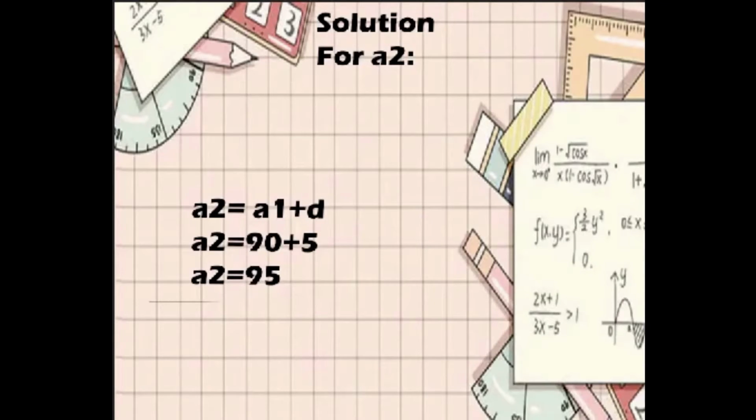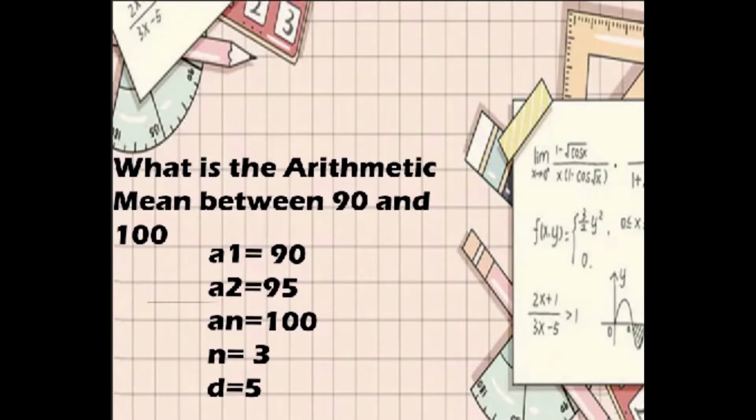a sub 2 is a sub 1 plus the difference, so it becomes a sub 2 is equal to 90 plus 5. Then a sub 2 is equal to 95, and this is the final answer. a sub 1 is equal to 90, a sub 2 is equal to 95, a sub n is equal to 100, n is equal to 3, and d, or the difference, is equal to 5.